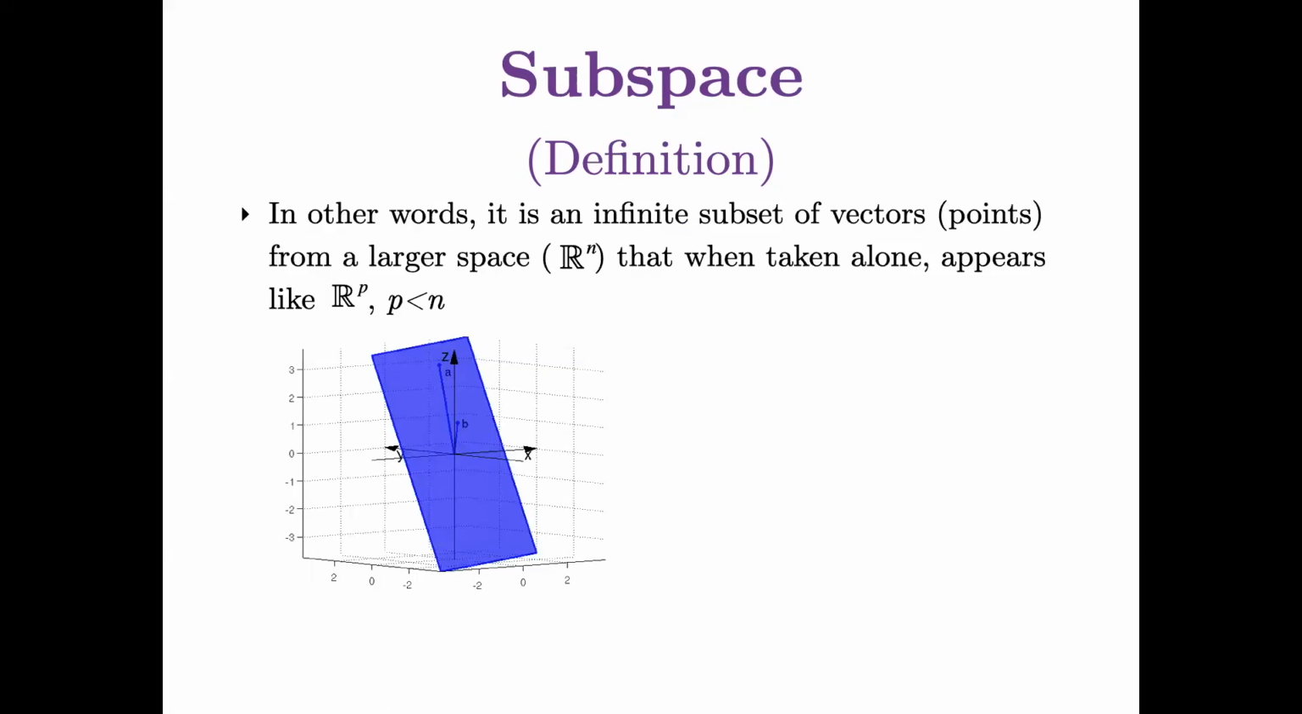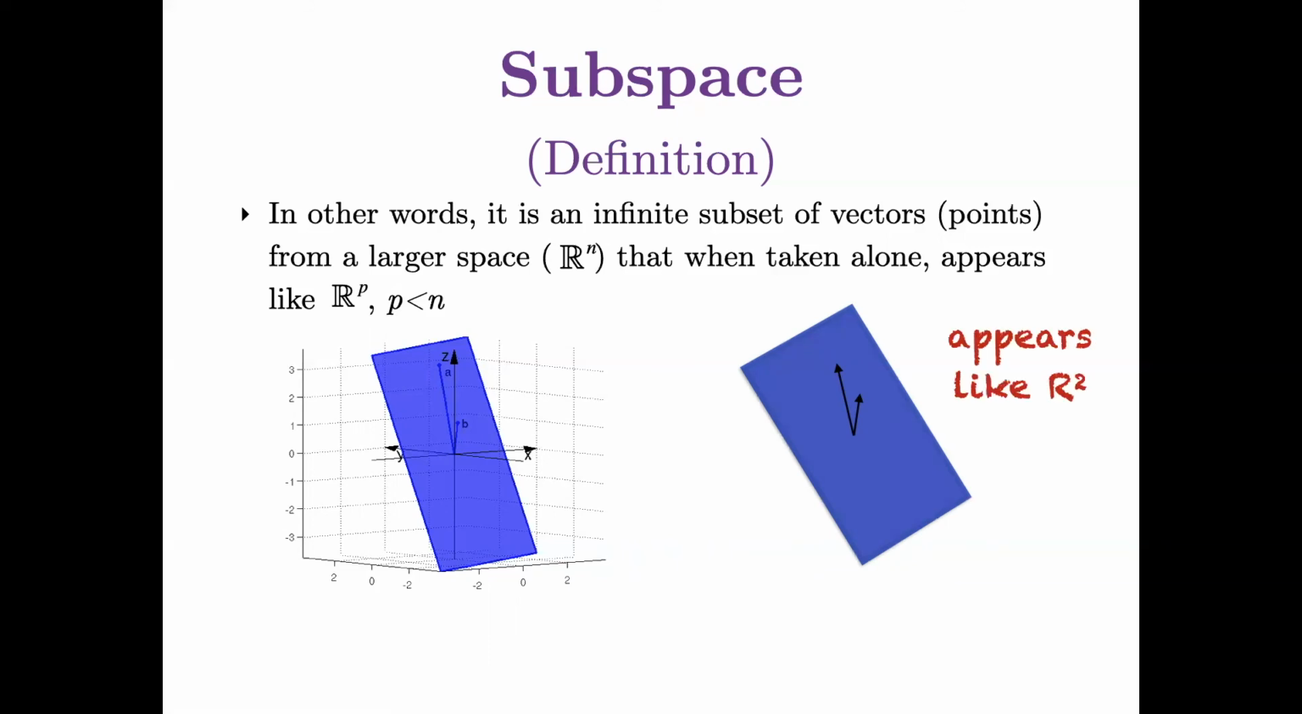I think what's important about a subspace is that it's an infinite subset of vectors, again, think points, from a larger space, that if you take it alone, it appears like Rp, where p is less than n. So it behaves just like Rp. A way to visualize this with the example we just did: I have this plane in 3 space, and if I just imagine that I pluck that plane out of 3 space, and I look at it, that thing looks like R2. Not very groundbreaking here. This is not a detail that we'll really need as we go forward, but it's good to have the definitions as we use them.